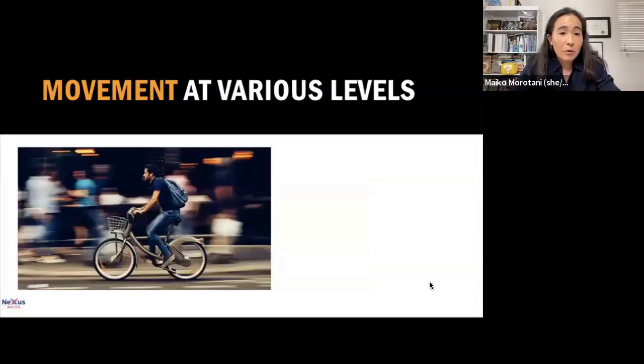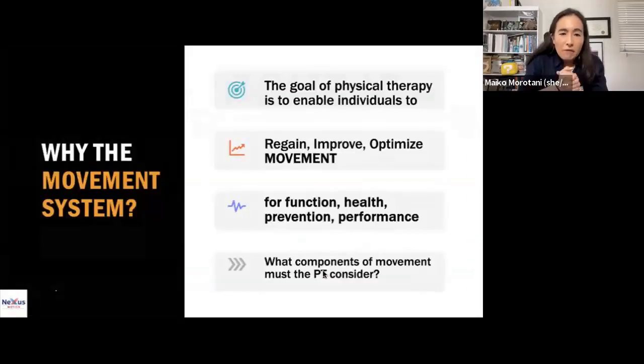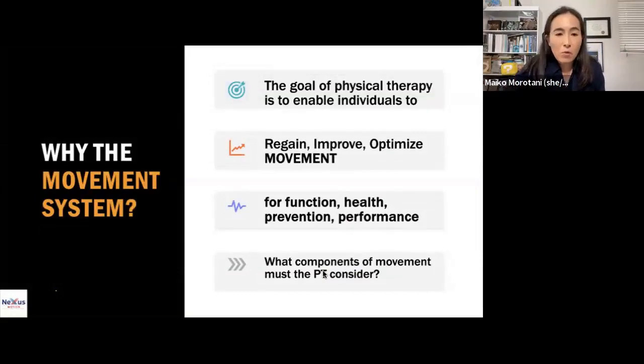And for some people, their movement goals might be that I just want to be able to get on my bike so that I can get to work, to do the commute. Well, the goal of physical therapy is to really help people either regain, improve, and optimize movement. And as I've painted in the slides before, people have different goals or different levels of movement that they're trying to achieve to really improve their quality of life.